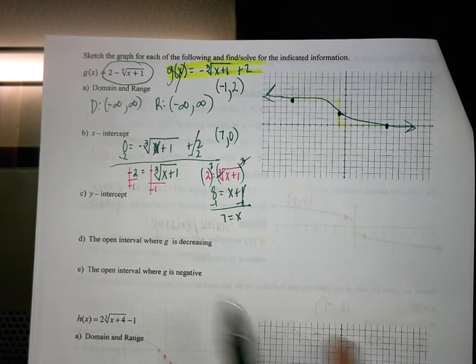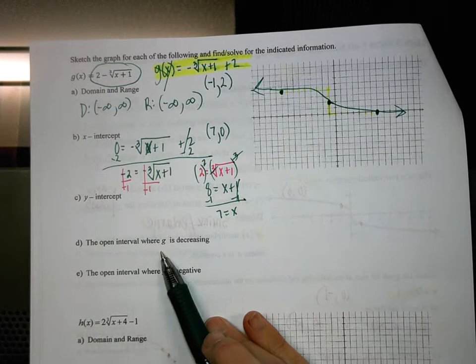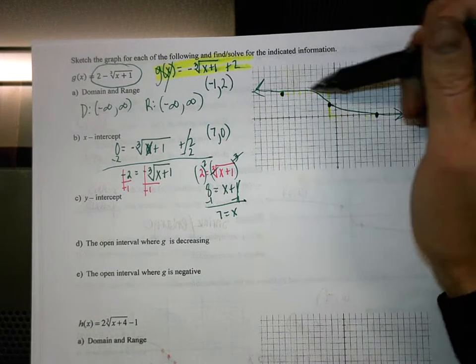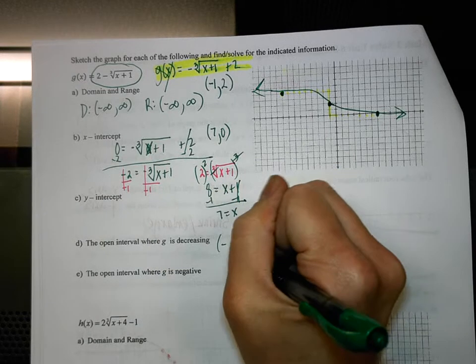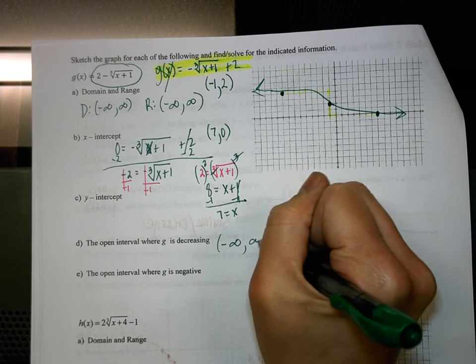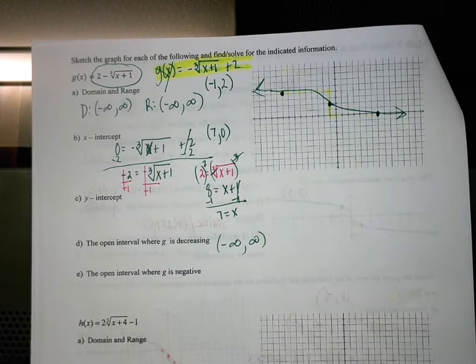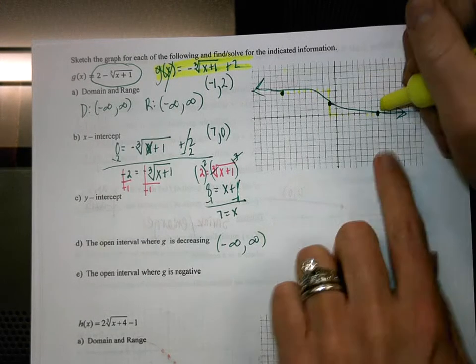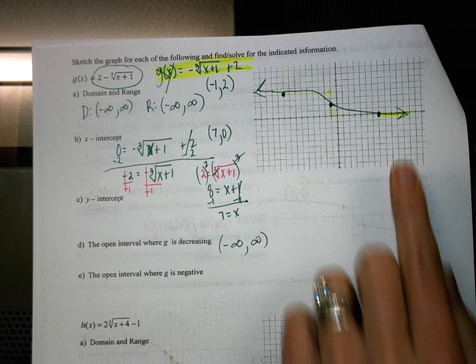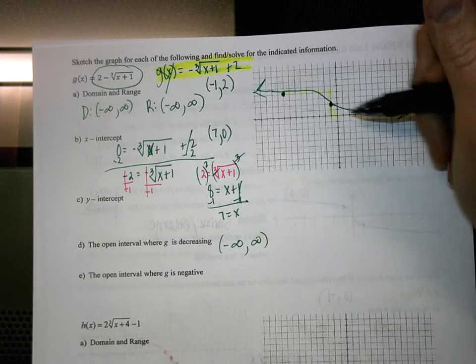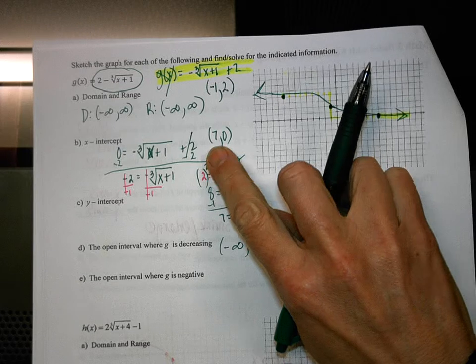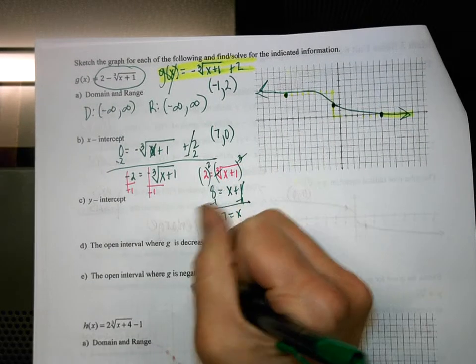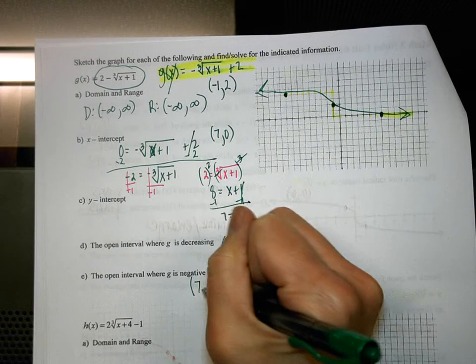Okay, this time it says the open interval where g is decreasing, and going left to right, the whole graph is decreasing. So that is negative infinity to positive infinity. The open interval where g is negative, so at this point right here and on, that's where it's negative. And so that point is at 1, 2, 3, 4, 5, 6, 7, right? Which would make sense, our x-intercept. And so it's negative from 7 to positive infinity.